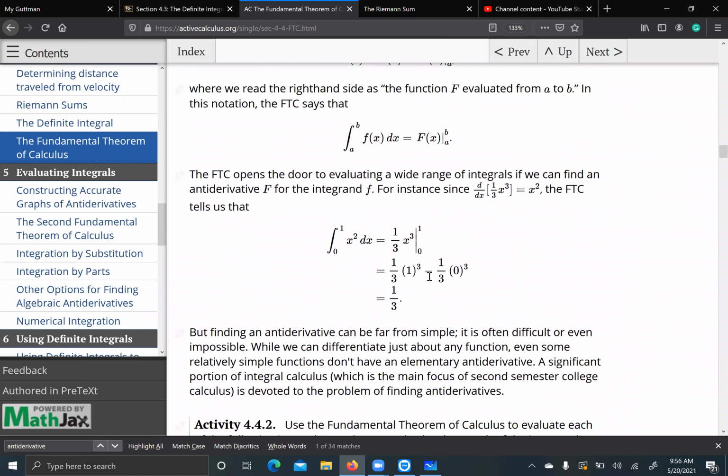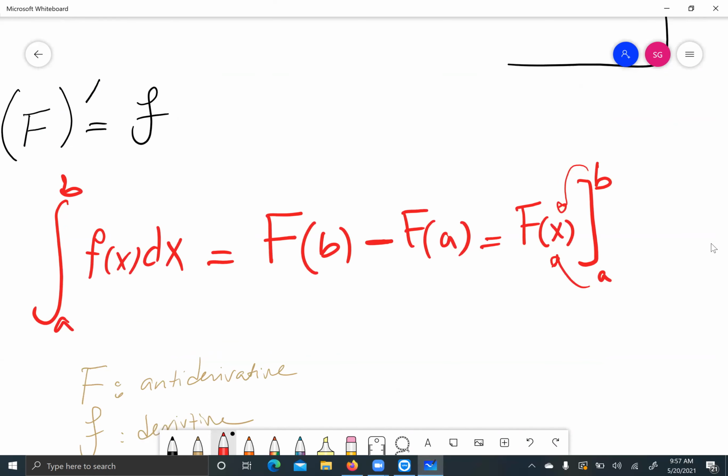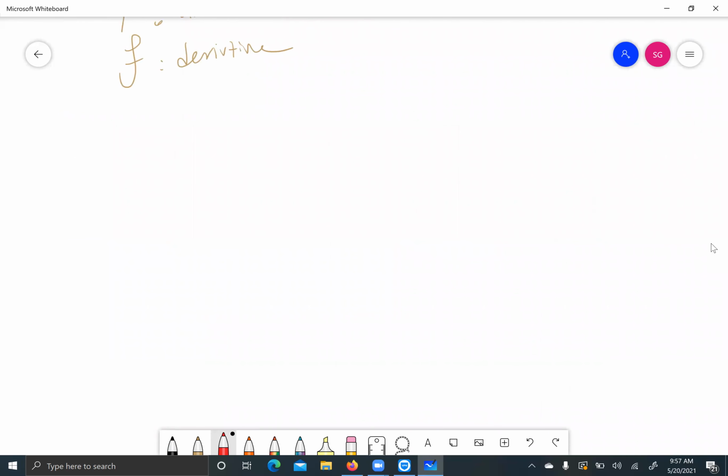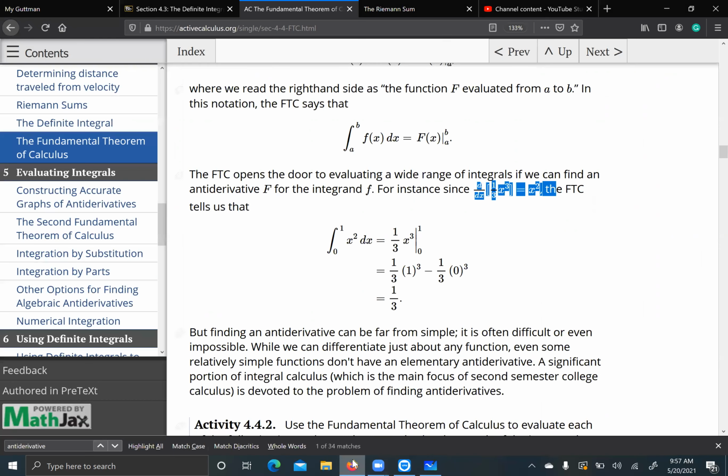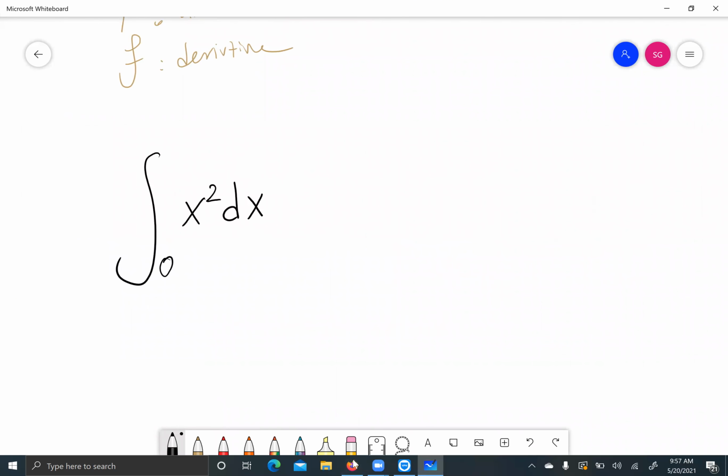So, for example, for 1/3 x cubed, the derivative is going to be x squared. So in other words, let me show you this example. For example, look at the integral of x squared dx from 0 to 1. So we know by the fundamental theorem that this is going to be capital F at 1 minus capital F at 0. What is capital F?